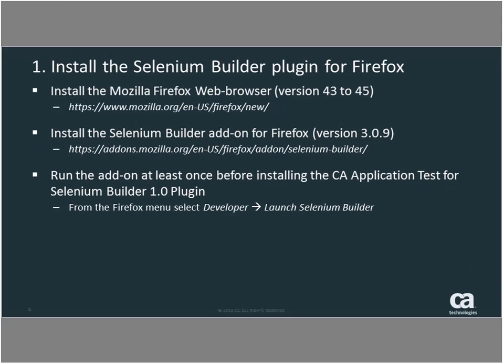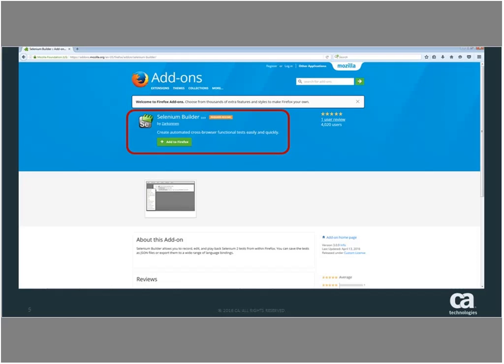So step one is to install the Selenium Builder plugin for Firefox. So we install Firefox, then we install the plugin. It's actually called an add-on for Firefox. You can search for it in the Mozilla store, or you can do a quick Google search. It'll pop right up. The way we launch it is we click on Developer and launch Selenium Builder. So this is the add-ons page. We click down here, Add to Firefox.